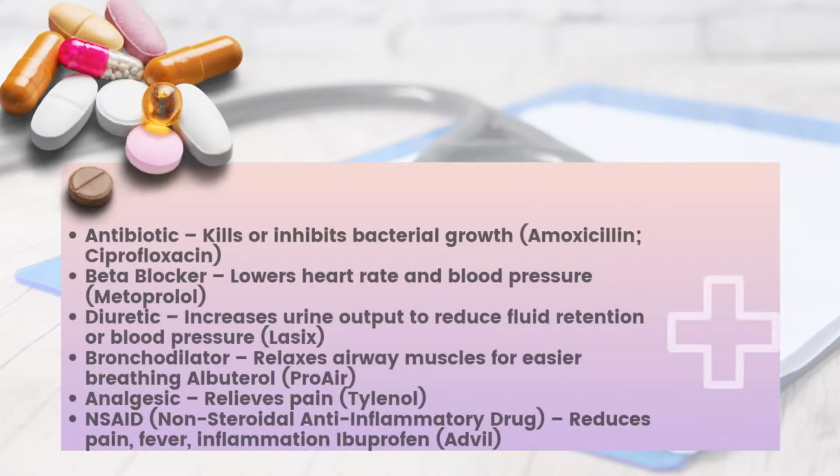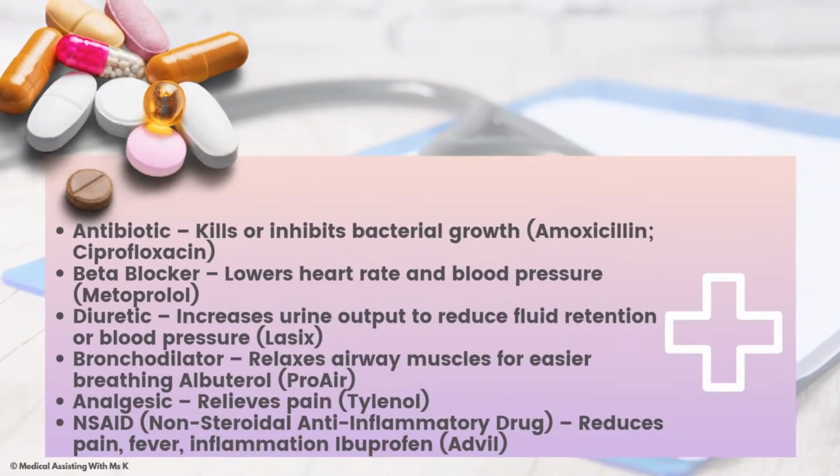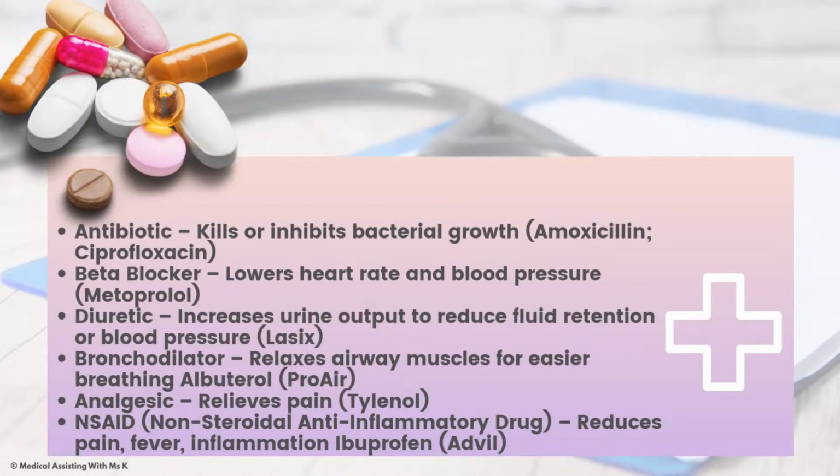More classifications. Then we have antibiotics. Antibiotics kill or inhibit bacterial growth. An example of that would be amoxicillin or Cipro. A beta blocker is used to lower heart rate and blood pressure. An example of that would be metoprolol.